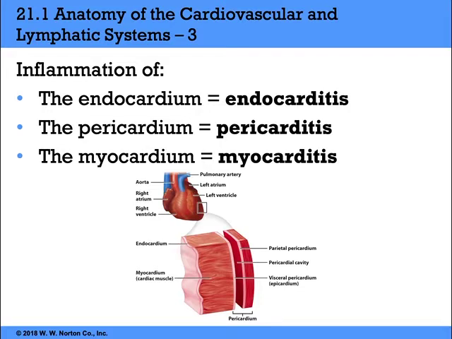The pump is the heart. The two lower chambers are called the ventricles. The two upper are called the atria. The atria receive blood, and the ventricles eject blood. That's why they're called the discharging chambers.